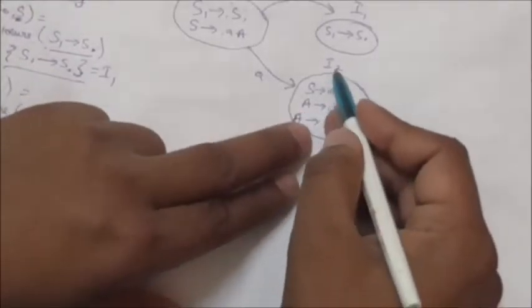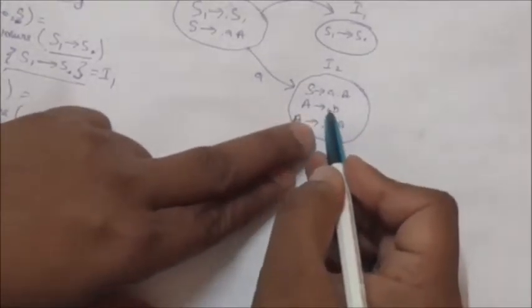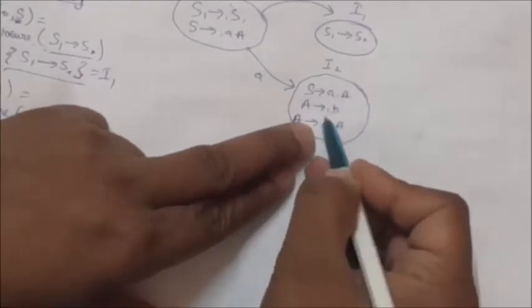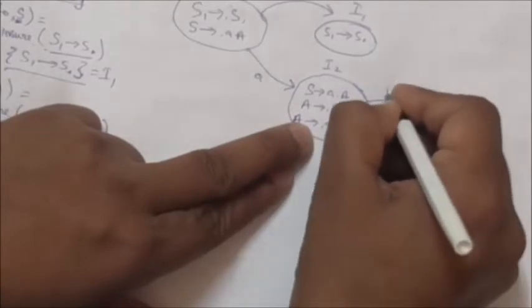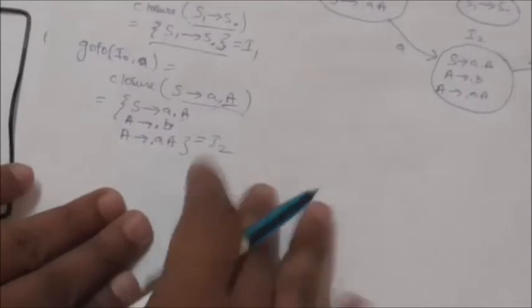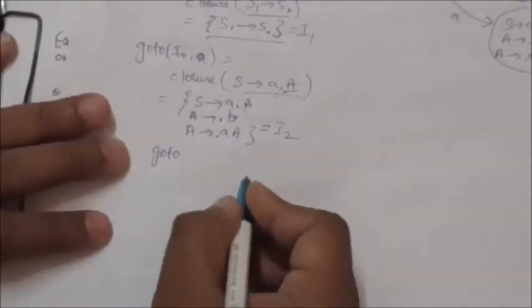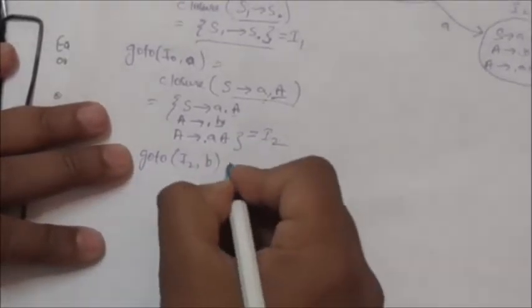Now we will have transitions for state I2. Here you can see that the dot is preceding non-terminal A, terminal B and terminal A. So first we will find the transition for terminal symbol B. We need to find goto I2, B.